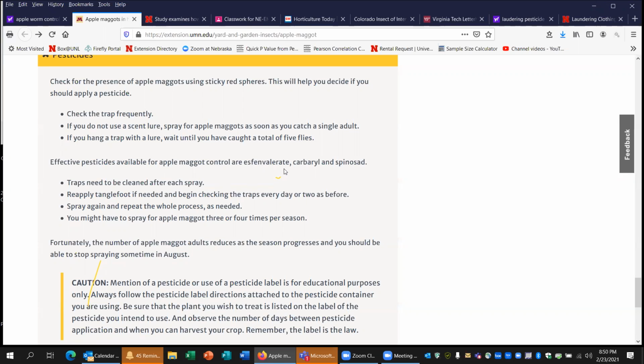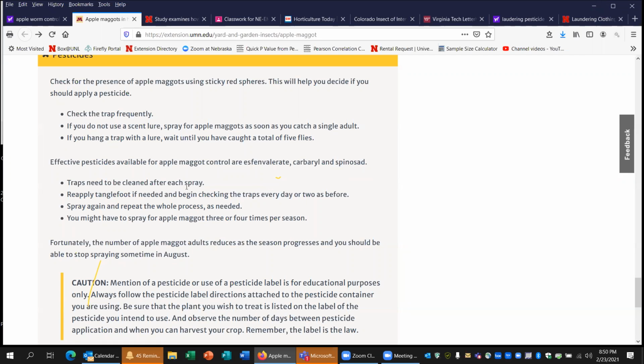So you need to look on the back of the label, your legal document, for control of apple maggot. And if this says esfenvalerate, then it would be okay to use as an insecticide for the apple maggot, for instance. Carbaryl is Sevin. And so once again, you've got to look at the label on the product. Spinosad is the same way.